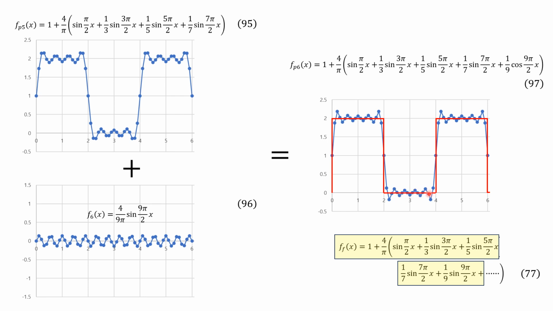As shown in the figure, compared to the sum fp5 up to the fifth term of the Fourier series, the result is much closer to a square wave. This means that the overall error value of the Fourier series continues to decrease as the terms of the Fourier series increase.